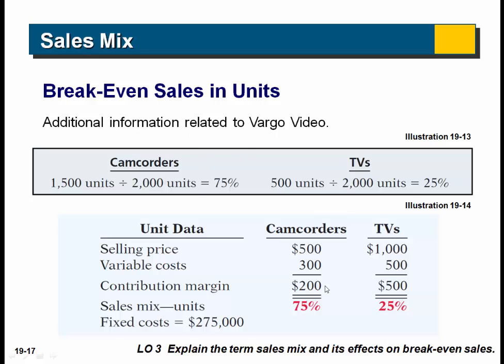So camcorders, the contribution margin is 200, but we're going to multiply that times 0.75. So that means it's going to be 150. And you're going to take 500 times 25%, that's going to be 125. So you're going to add these two together, and it's going to tell you what the weighted average contribution margin is. And you notice the contribution margin on TVs is significantly higher than it is on camcorders.